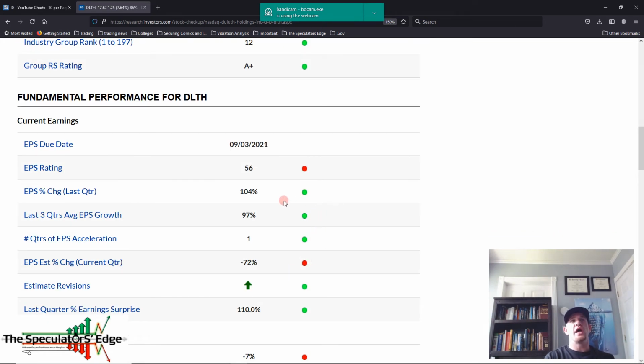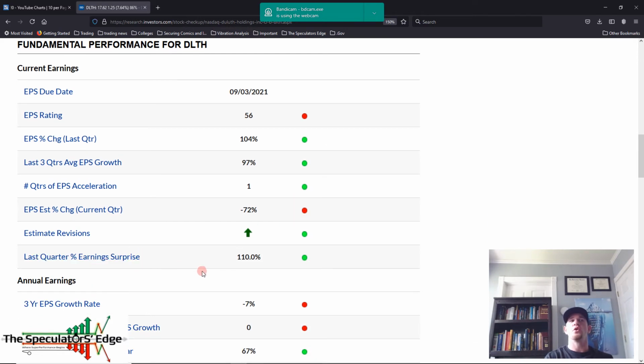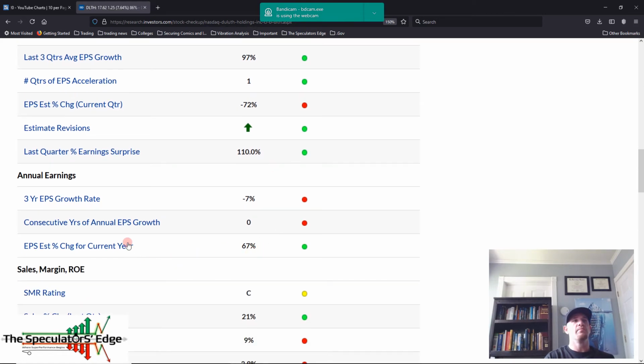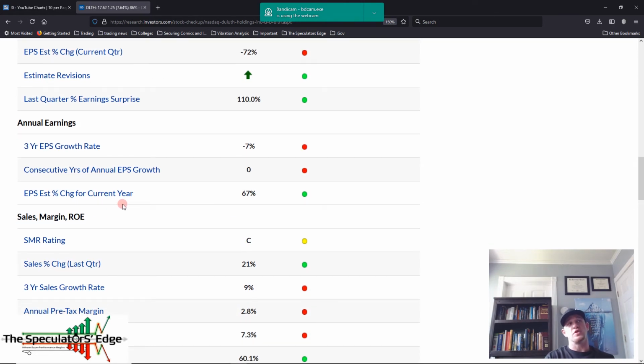This one also has excellent earnings. We do have the earnings per share rating is 56, which isn't great, but the earnings has been great. Earnings per share percent change last quarter was 104%. The last 3 quarters average earning per share growth rate has been 97%. Okay, and the last quarter percent earnings surprise was 110%. So this stock is pretty good fundamentally. The 3-year earning per share growth rate is -7%, which isn't great, and it hasn't had any consecutive years of annual earnings per share growth. But the estimated percent change for the current year is 67%, which is good.